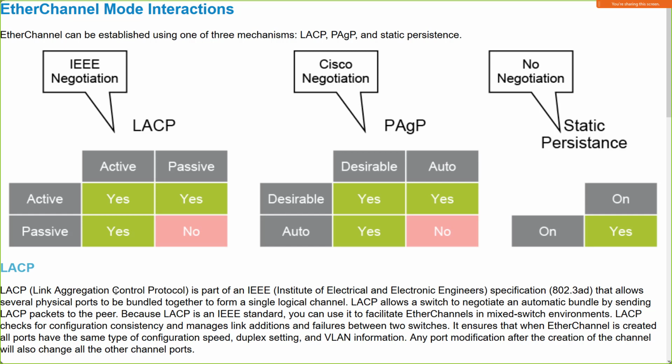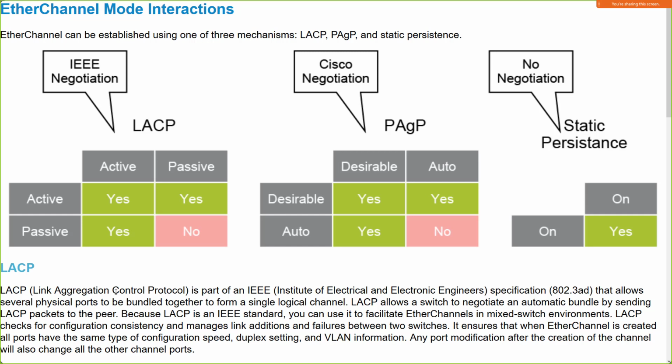But I tend to stick with static ether channels myself. I just simply don't want to rely on some sort of negotiation for the ether channel to form. But if I am connecting to a server or some sort of third-party device, I might choose to use LACP. But in most cases, I'll just do a static persistent ether channel by just specifying the mode is on and not worry about any kind of protocol negotiating it.